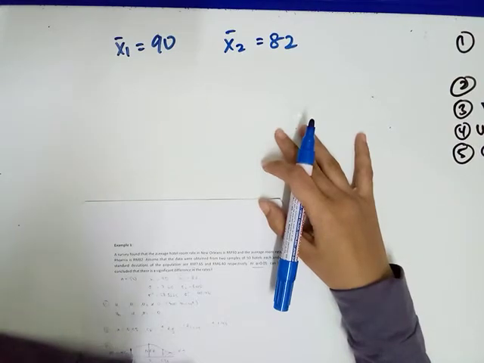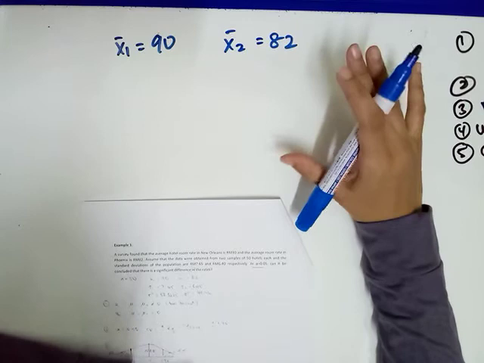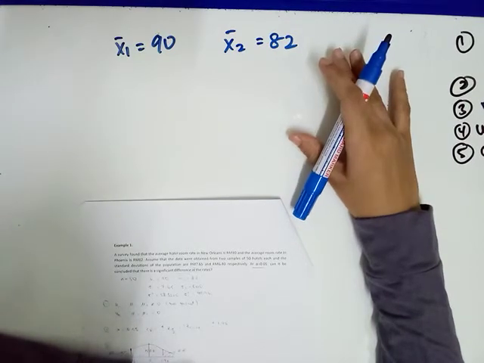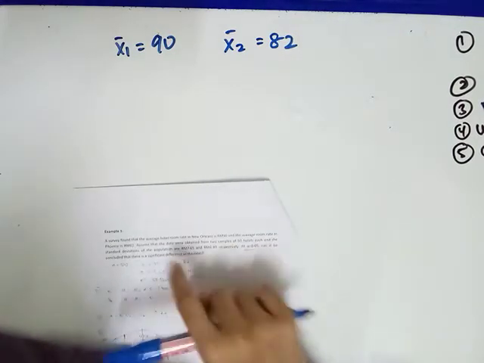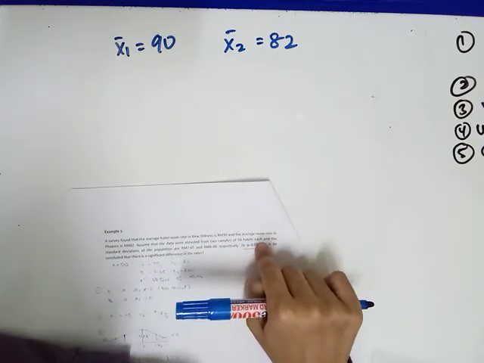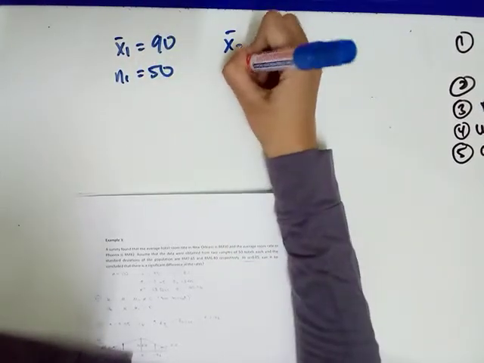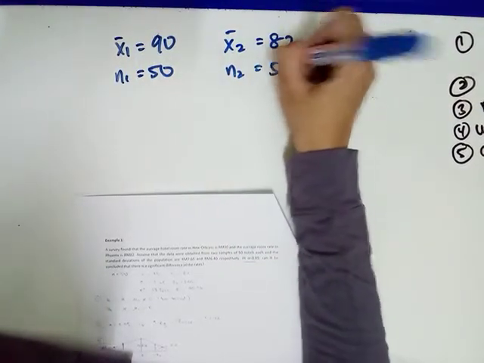Okay. Firstly, you need to write down. Okay, write down apa yang dia bagi info. Okay, and then look at the second sentence. Assume that the data were obtained from two samples of 50 hotel each. So that means N1 is 50, N2 also is 50.